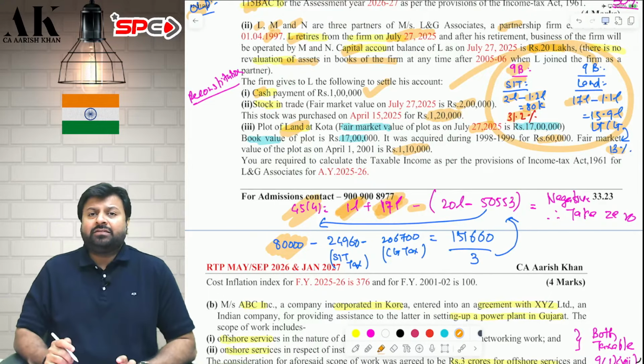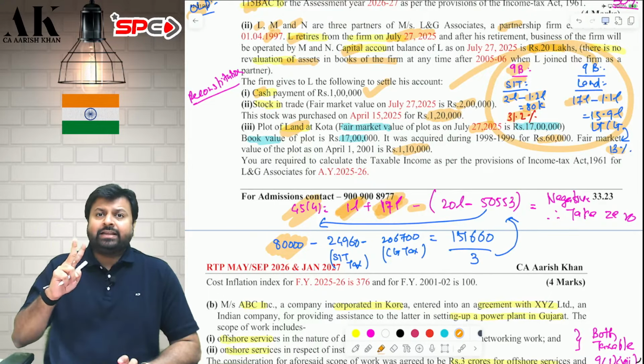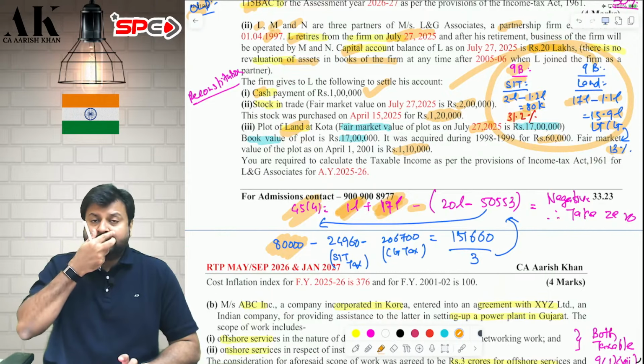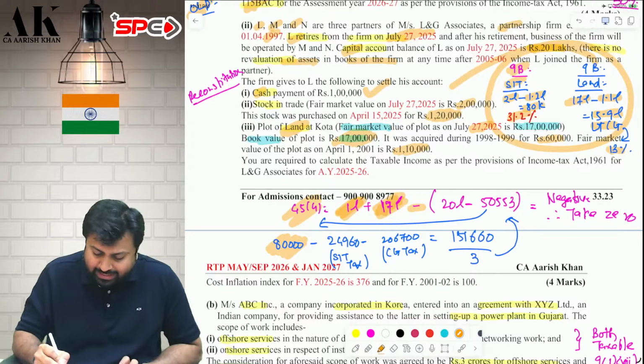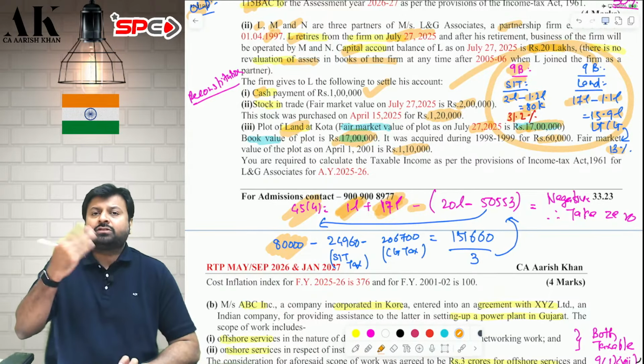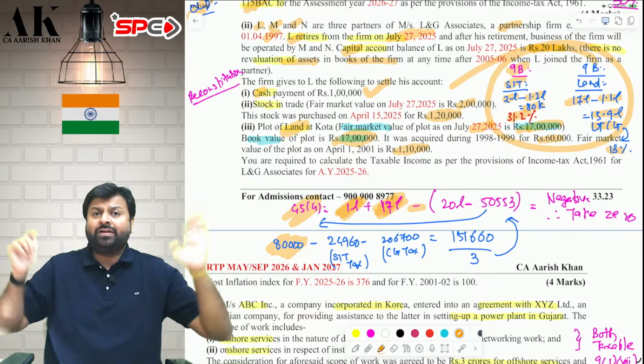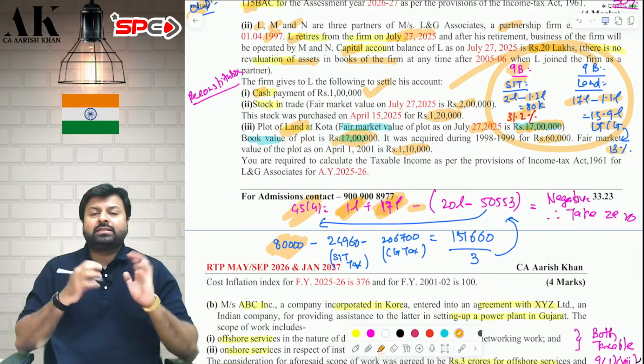What is the second thing that the firm is giving to the partner as per 9B? The second thing that the firm is giving to the partner as per 9B is land. Is the land getting revalued? No. Land is already valued at 17 lakhs and you are transferring the land at 17 lakhs. So for the land, there is no change in the accounting values. The accounting value is remaining the same.